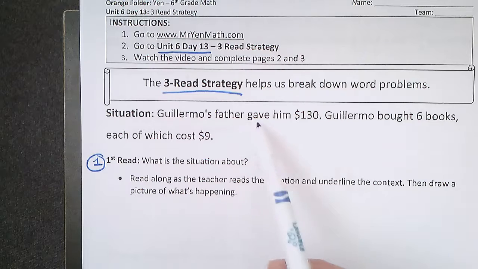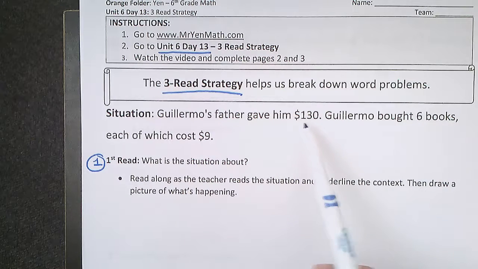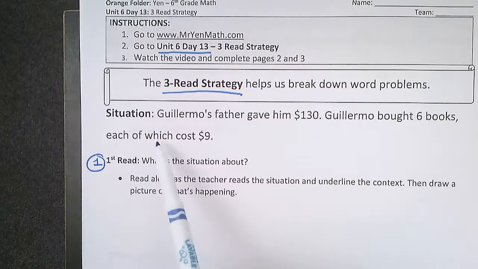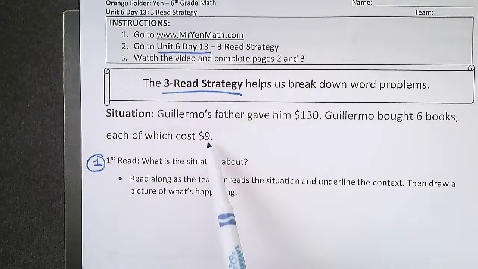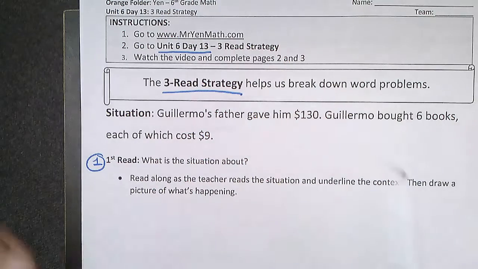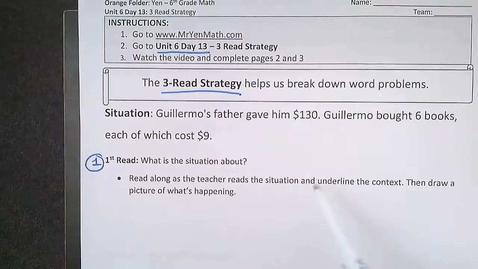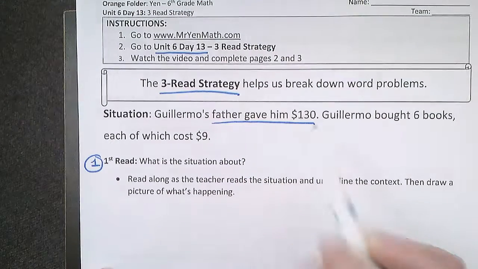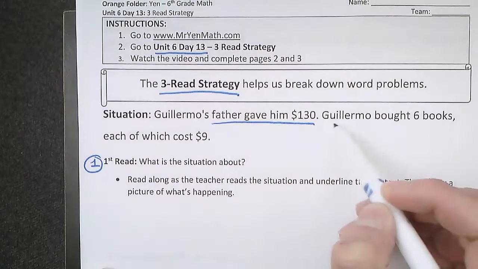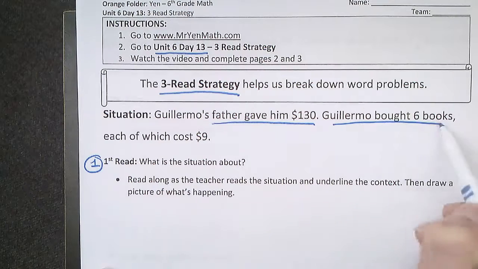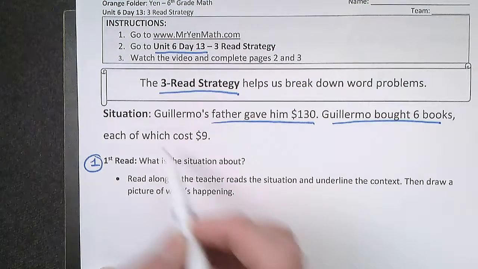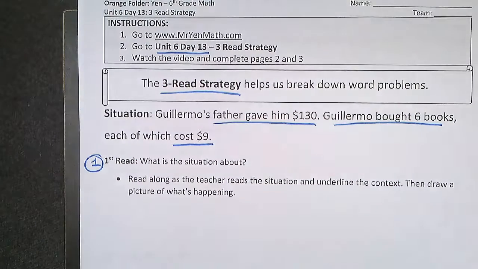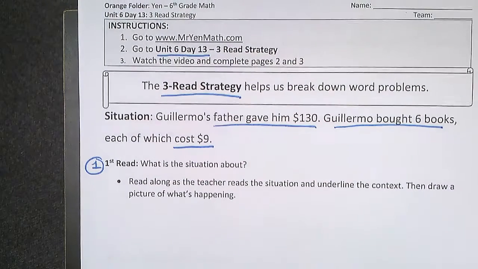Guillermo's father gave him $130. Guillermo bought 6 books, each of which cost $9. So to underline the context, we know that Guillermo's father gave him $130. Then Guillermo bought 6 books, and each book cost $9. So we've underlined what's happening in this situation.